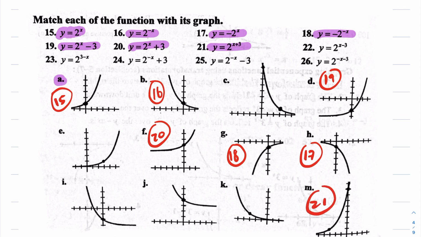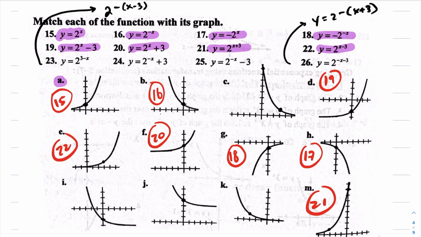And for 22, you'll see that the y-intercept is going to be 1 over 8, because it'll be 2 to the negative 3, which is 1 over 8. It's still a growth function, but that y-intercept is going to be 1 over 8. So we're looking for a growth function with a y-intercept of 1 over 8, and we can see that is going to be E.